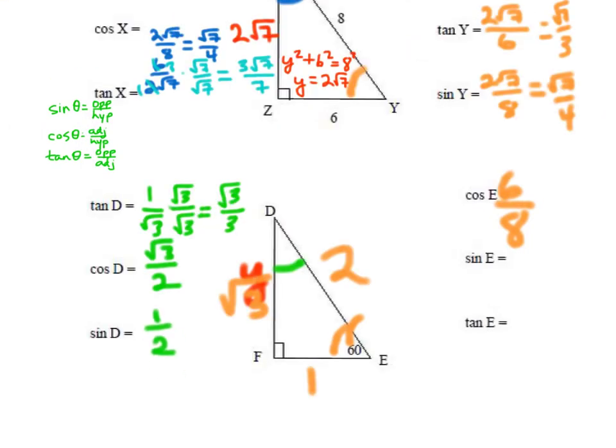Now, this is useful to us because instead of D here, we could put a 30-degree angle, and we could just say the tangent of 30 equals the square root of 3 over 3, the cosine of 30 equals the square root of 3 over 2, and the sine of 30 equals 1/2.